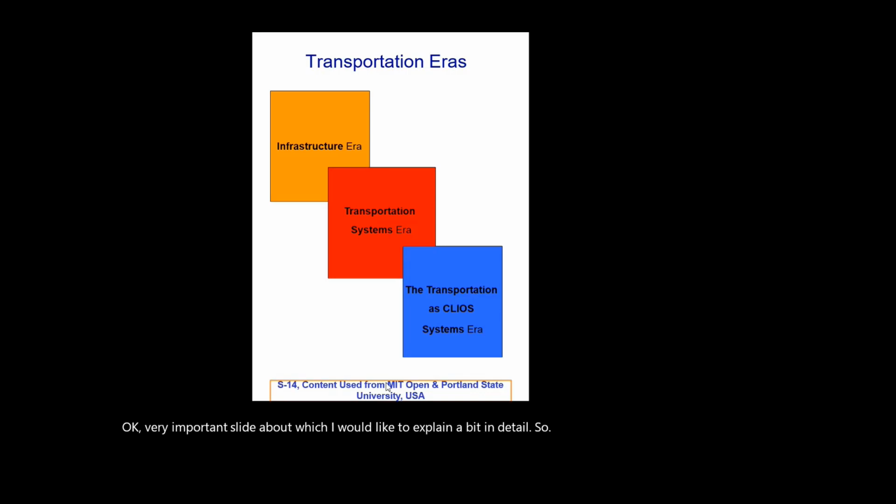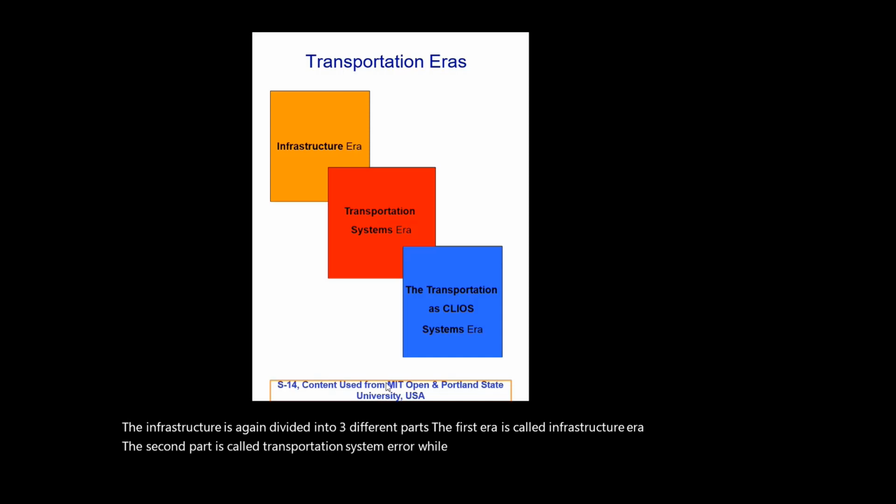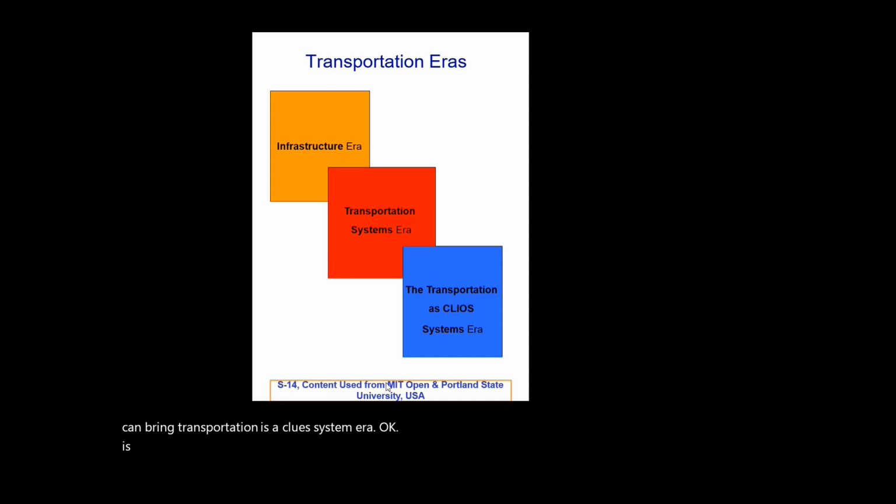The infrastructure is again divided into three different parts. The first is called the infrastructure era. The second part is called the transportation system era, while the last part is how we can bring transportation as a CLIOS system era. Okay, as I mentioned on each slide, those contents are used from MIT Open and Portland State University, USA.